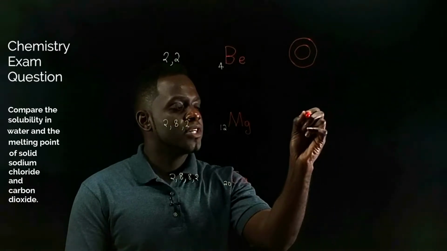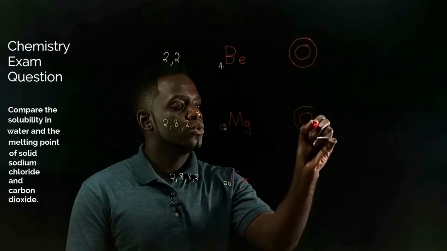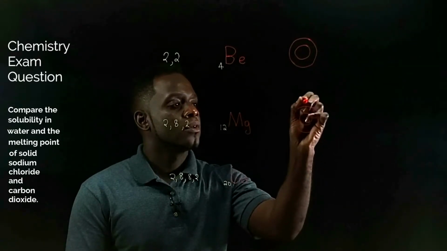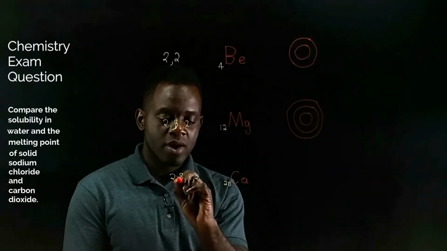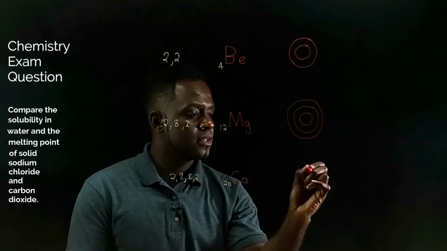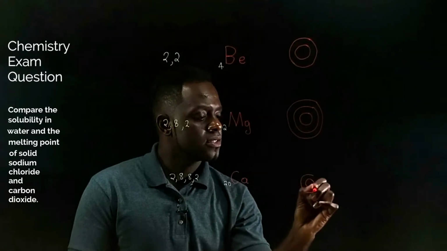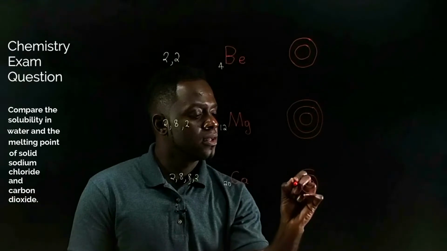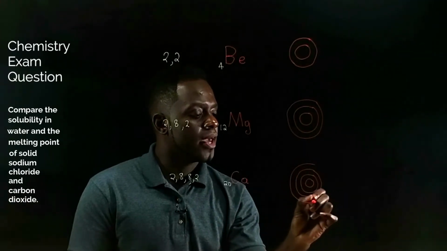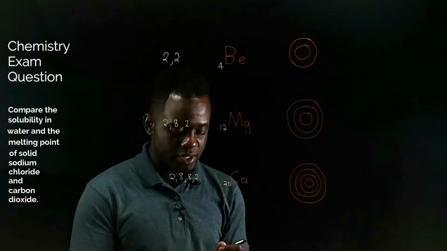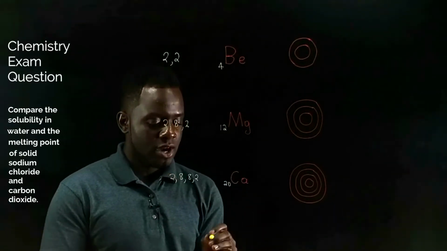Magnesium has 3 shells: 1, 2, 3. And calcium has 1, 2, 3, 4 shells. First shell, second shell, third shell, and the fourth shell. Let's now put on the electrons using dots.